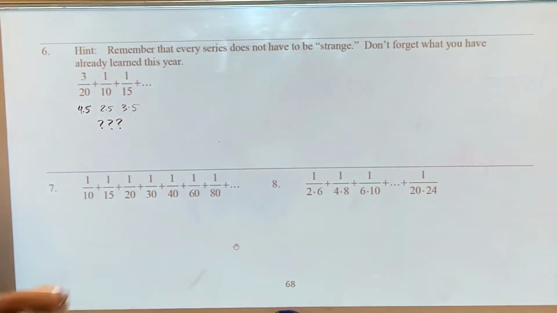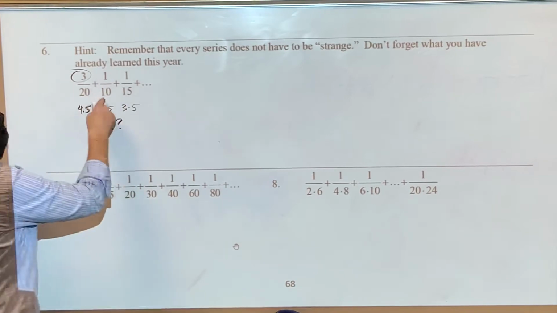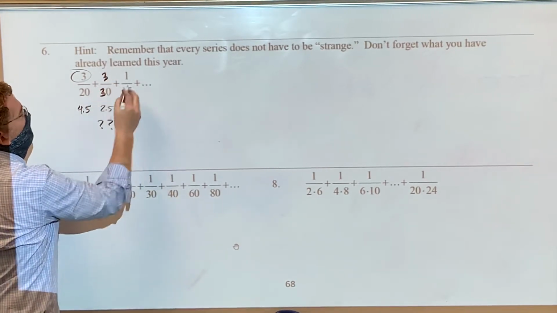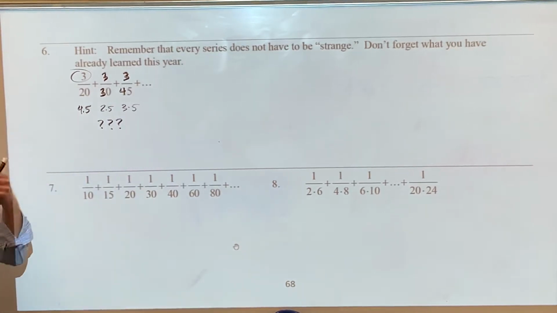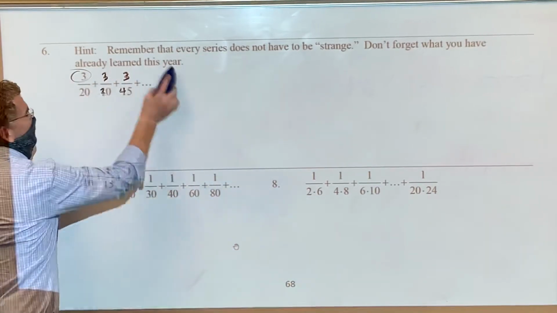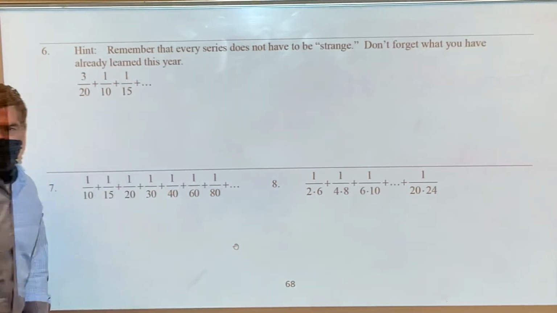Hopefully also you'll notice that 3 doesn't really seem to fit with it, right? Although you could have changed this to 3/30ths, 3/45ths. It's okay to have the same number in the top on a strange sum. You could factor that out also, right? If you wanted to. But this doesn't really fit. But remember, just because it's ugly looking doesn't mean it's not arithmetic or geometric.